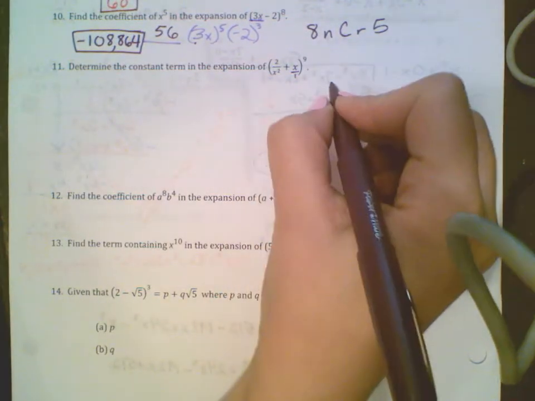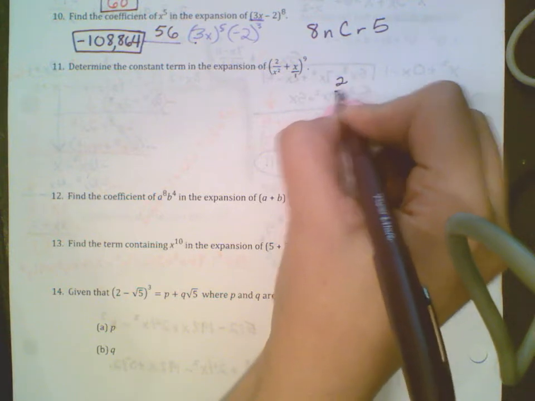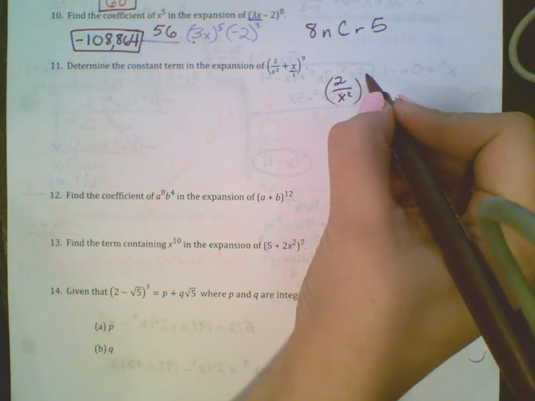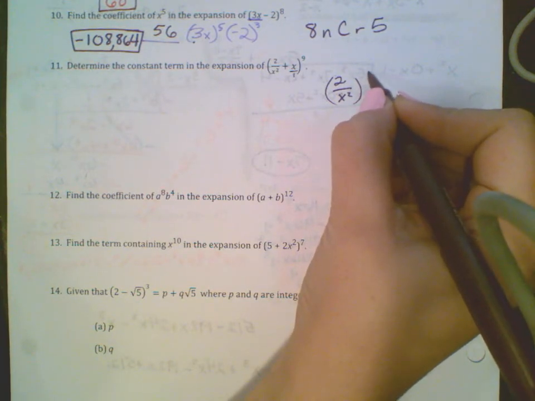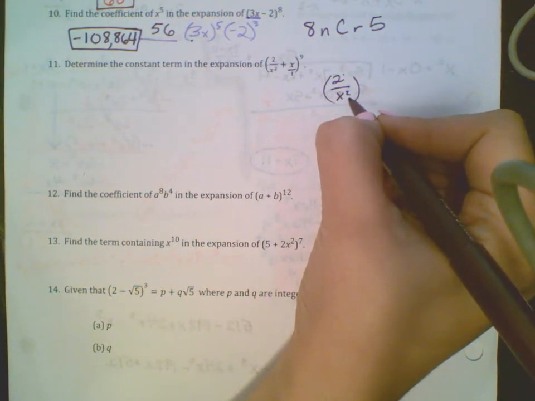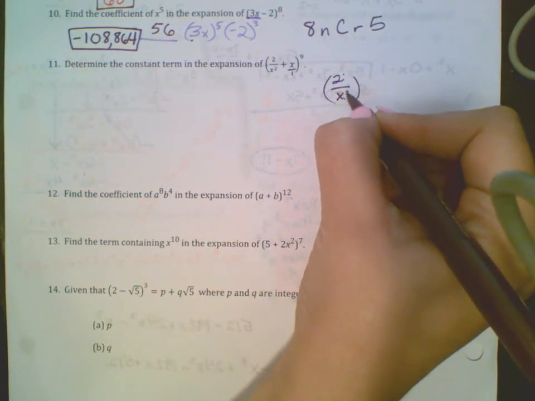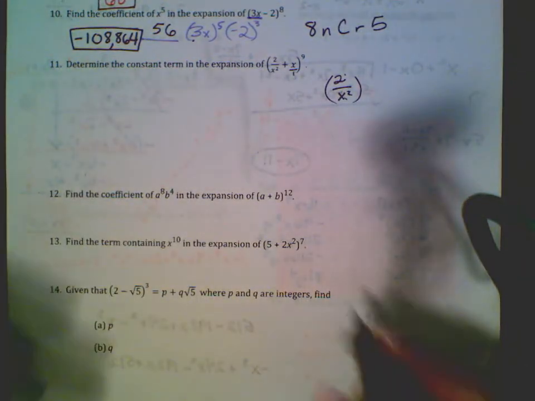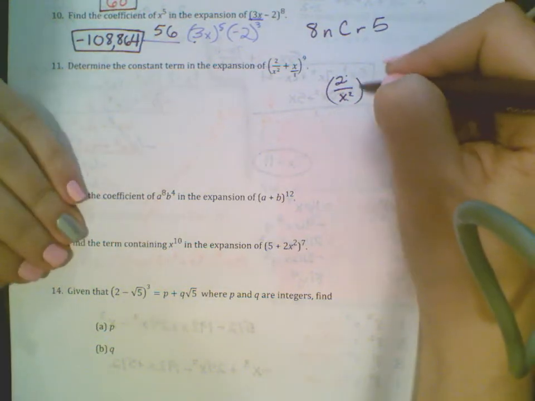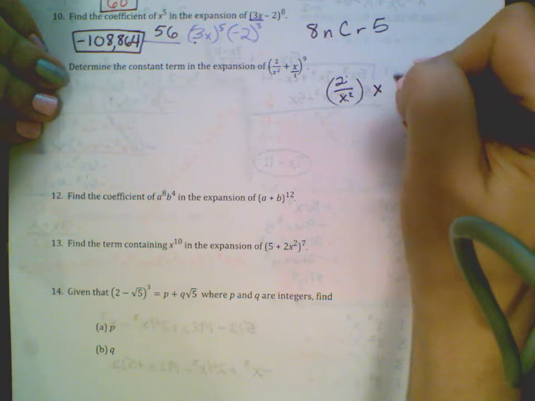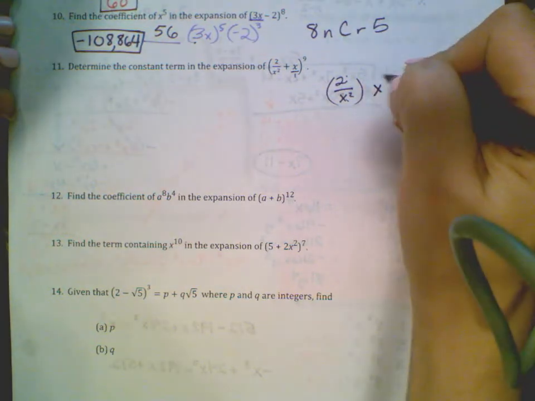Also, something else to note: when I have 2 over x squared raised to any power, that power will go to the 2 and will also go to the x squared, but we'll multiply by this exponent that's already attached to our x. So I need to have 2 over x squared multiplied by x to some degree, and these exponents need to add up to be 9.